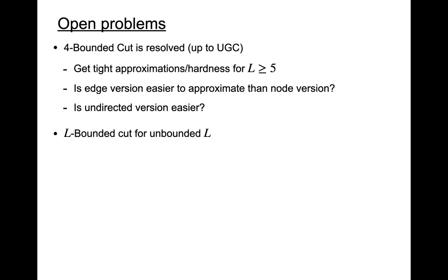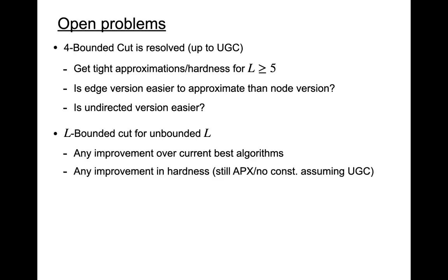And it's also interesting to think about the problem for unbounded L, where L is part of the input. Again, there we only know O of n to the 2/3 and O of square root n for the node version. So it'd be good to get any improvement over the current best algorithms or any improvement in the hardness, which even for unbounded L, all we know is still APX hardness or no constant, assuming the unique games conjecture.